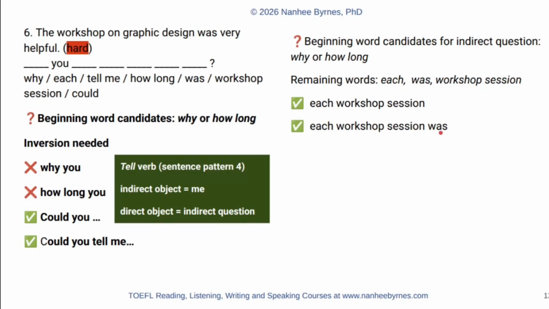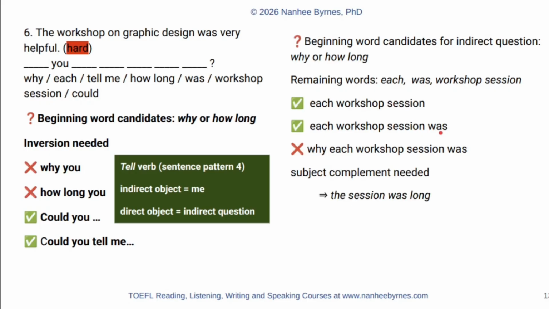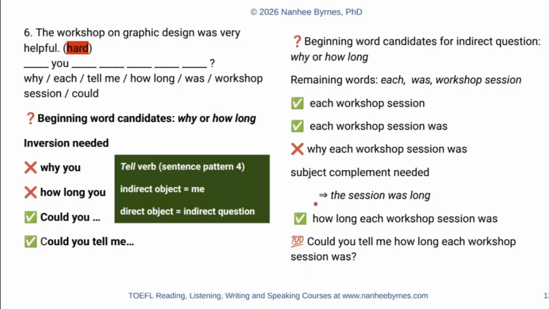Was what? Was needs a subject complement. Why is an adverb and cannot serve as a complement. How long, on the other hand, works because long can act as the complement. The session was long, and how modifies long. So the indirect clause is led by how long. Putting everything together, the complete sentence is, could you tell me how long each workshop session was?